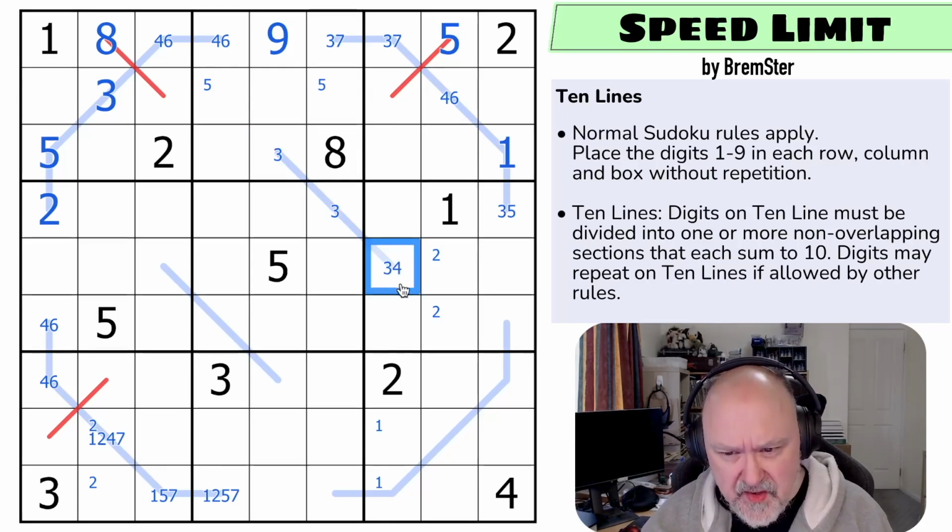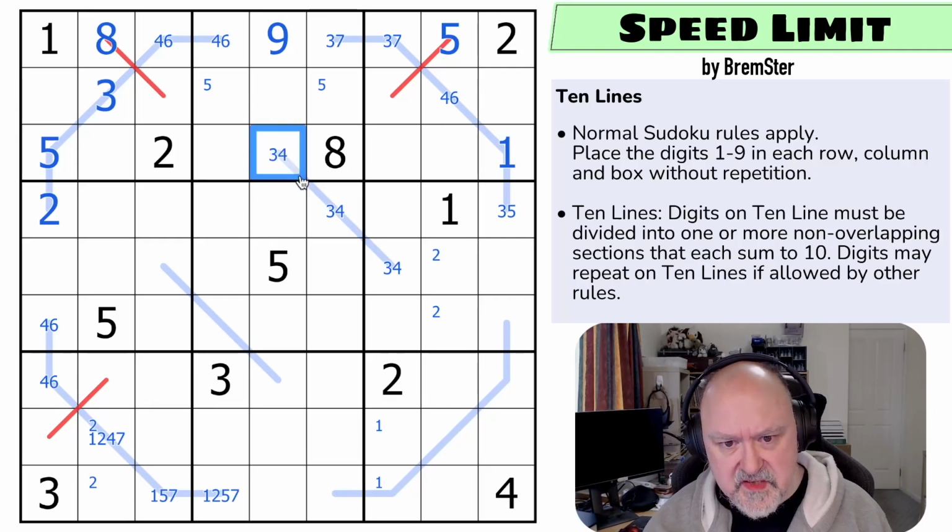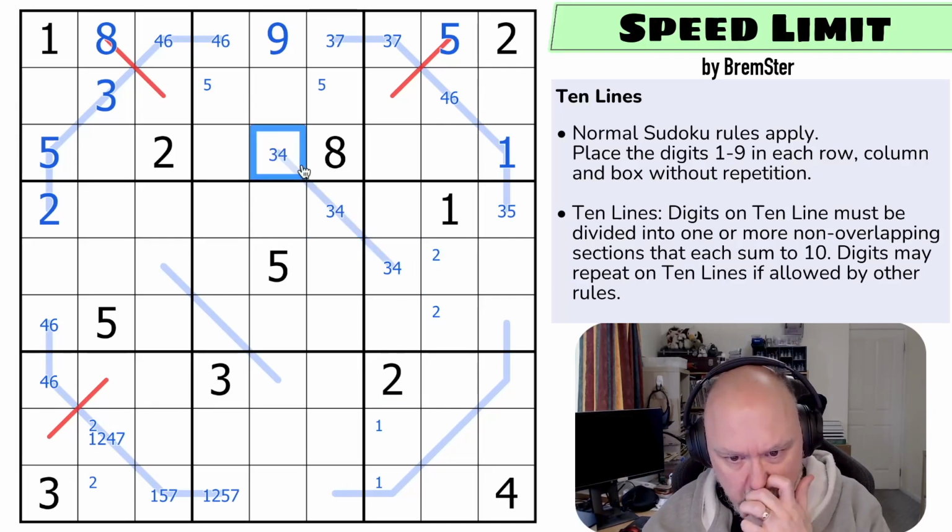So this can only be a 3 or a 4 because the minimum here is 3. The minimum those can sum to is 6 because I can't use 1 or 2 here and I can't use 1 or 2 here. So if this was any higher than 4, this line would break its 10 sum. And it can't be 1 or 2. So the minimum those two can be is 6. So this is 3 or 4.